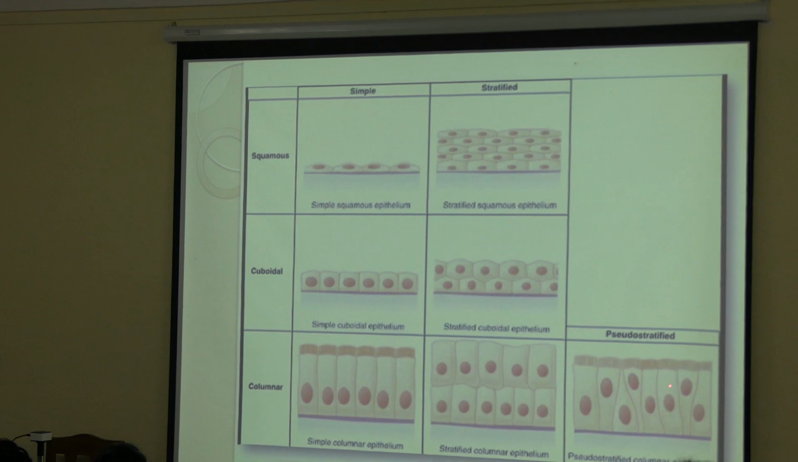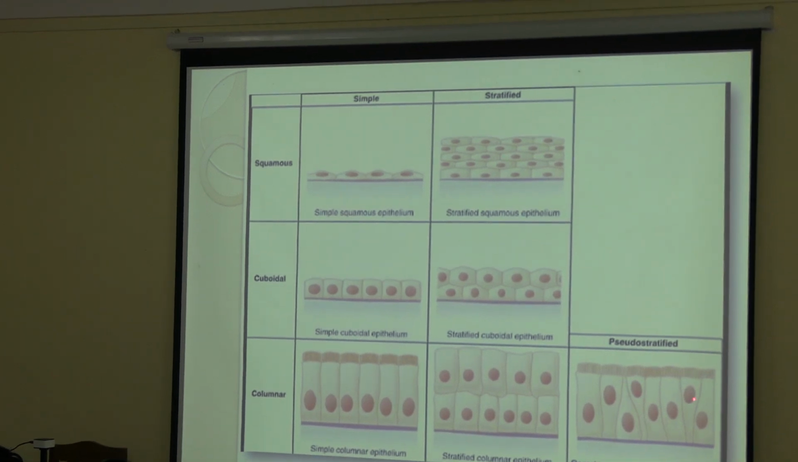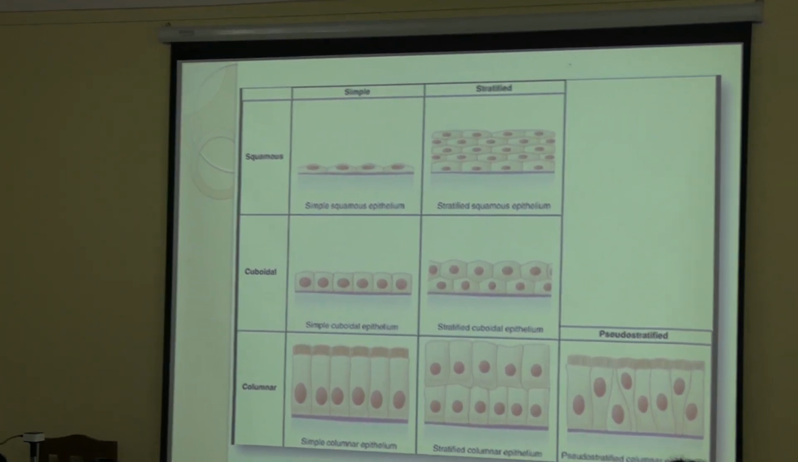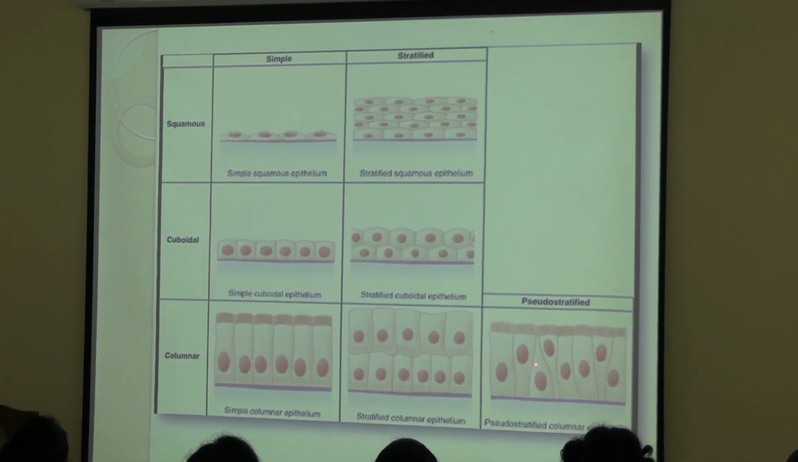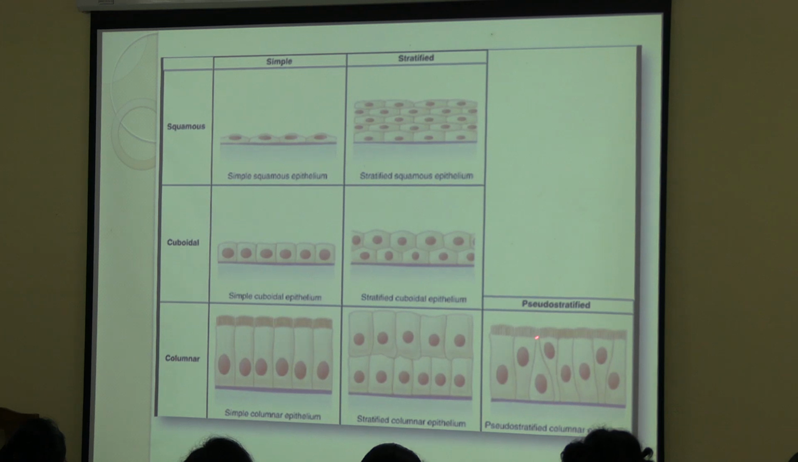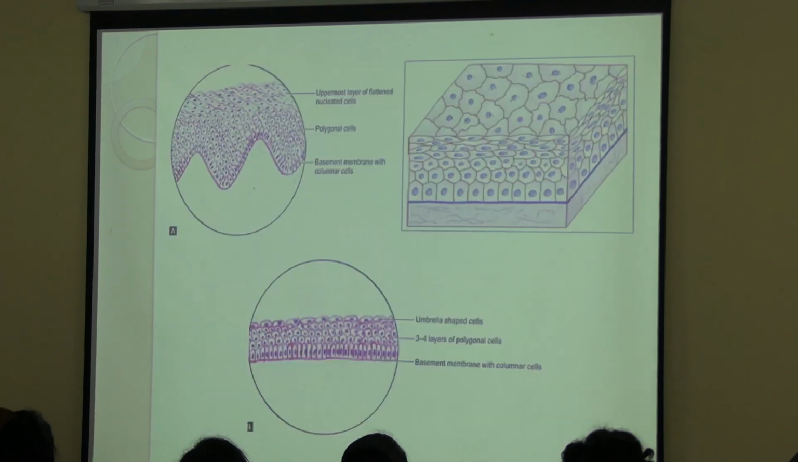And pseudo-stratified. See, the nuclei are at different levels, so it gives a false appearance of multiple layers. But you can see that this is a single layer. Also, these cells are not reaching up to this surface level. Clear? Pseudo-stratified. Okay. So what is this epithelium?